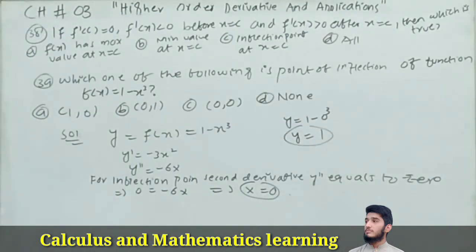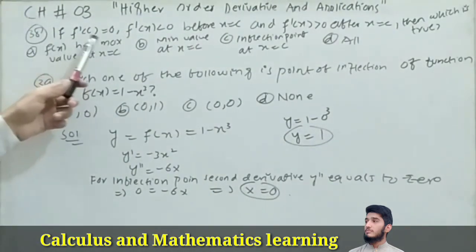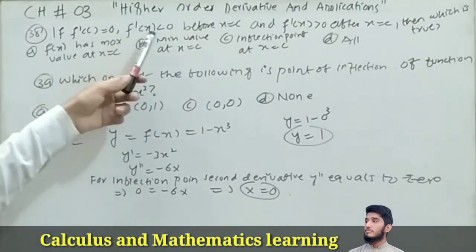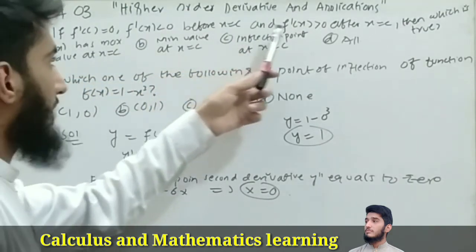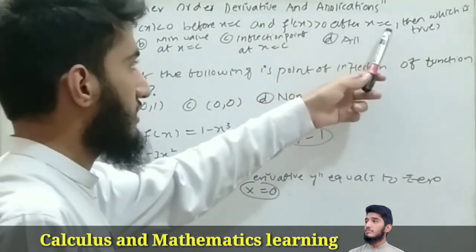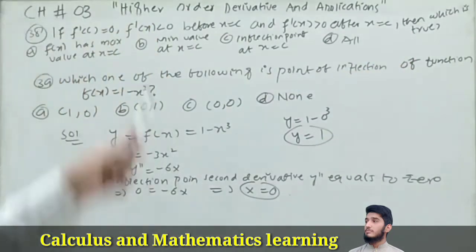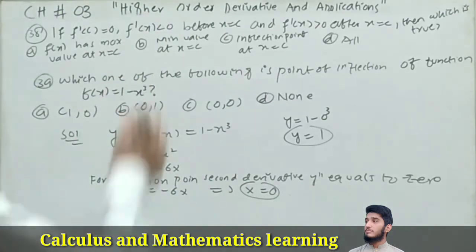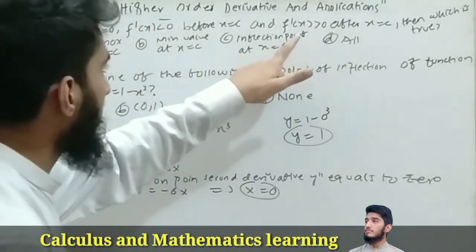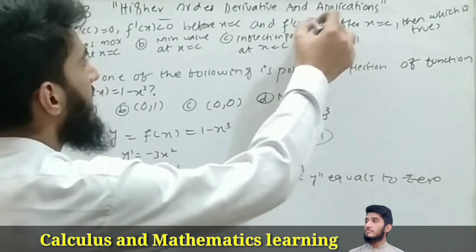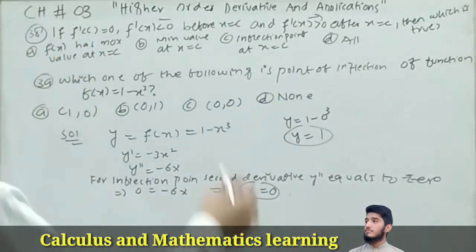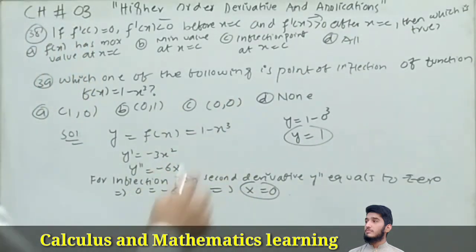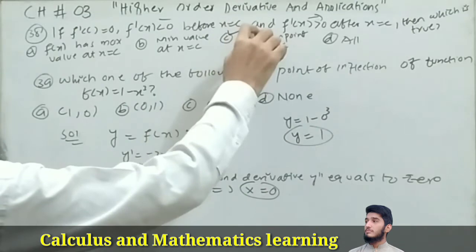Now move toward MCQ number 38. If f prime of c is equal to 0, f prime of x is less than 0 before x is equal to c, and f prime of x is greater than 0 after x is equal to c, which of the following is true? Over here, before x is equal to c, f prime of x is less than 0. It means the function is decreasing over here. And after this, the function is also decreasing. It means no change is occurring. So it means there will be an inflection point at x is equal to c. So the correct option will be option number C.